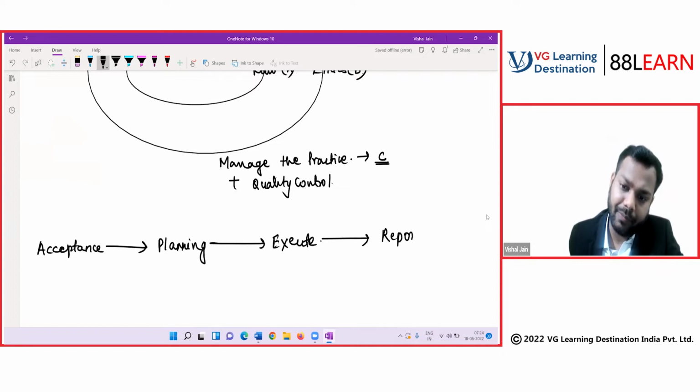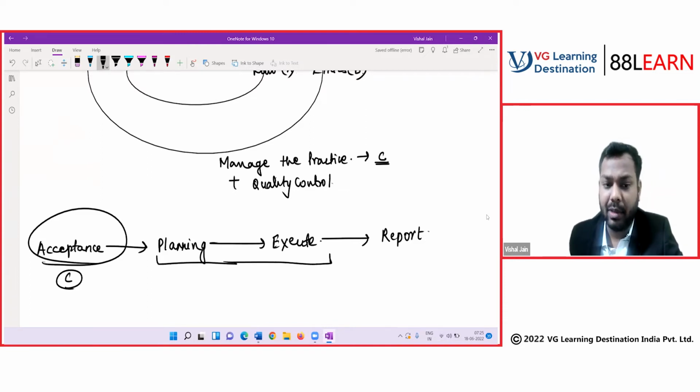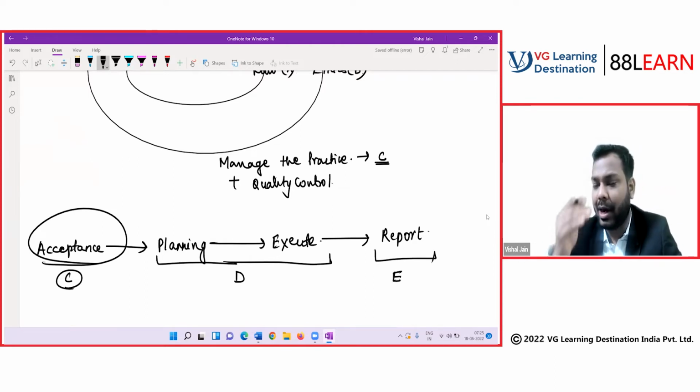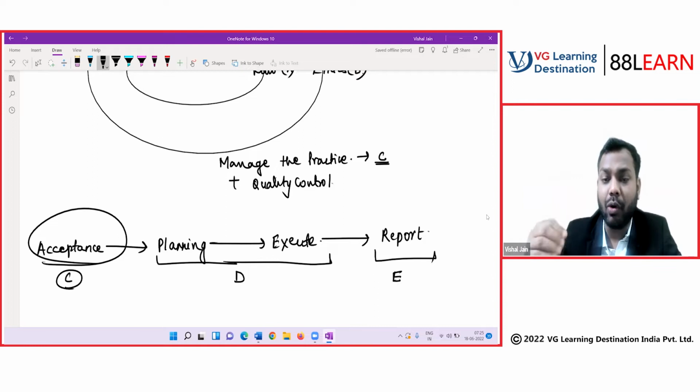So acceptance is part of syllabus area C. Planning and execution is part of syllabus area D, and reporting is part of syllabus area E. So you're understanding the flow with which the syllabus is taking you through.